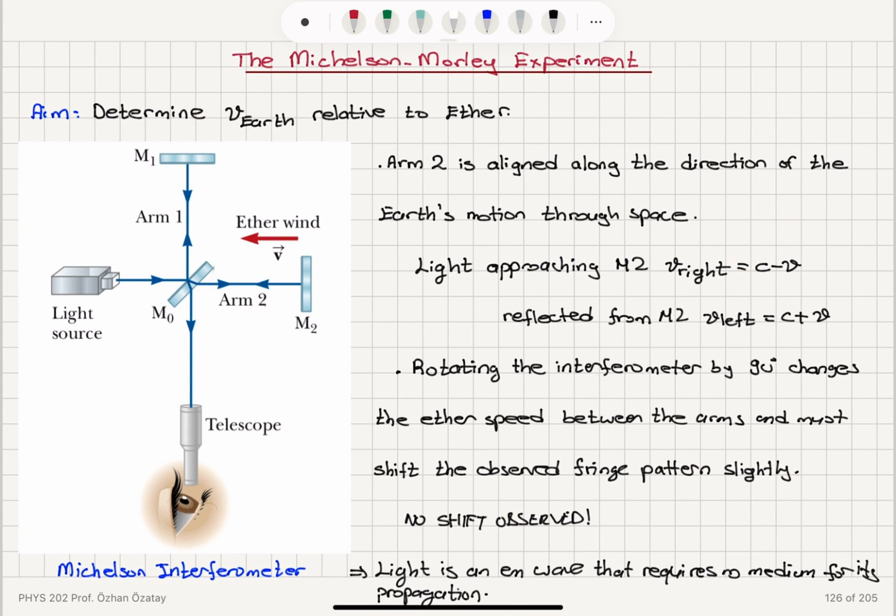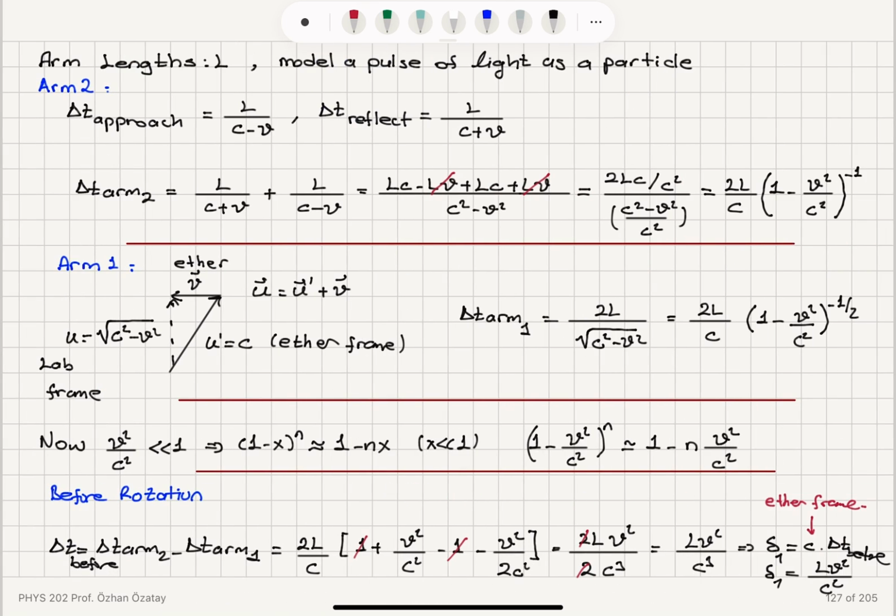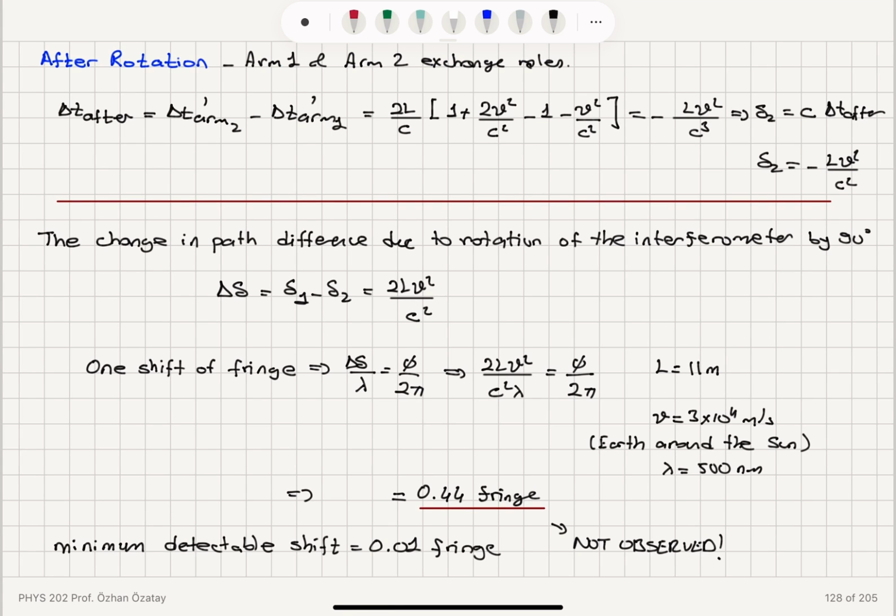Then we just multiply it by c to get the path difference, Lv squared over c squared. After the rotation, we just exchange the roles of arm 1 and arm 2, so that changes the sign of the delta t, and the path difference is now minus Lv squared over c squared. The total change in the path difference is 2Lv squared over c squared. So rotation of the interferometer should cause a shift in the fringe by an amount 0.44 for typical numbers here.